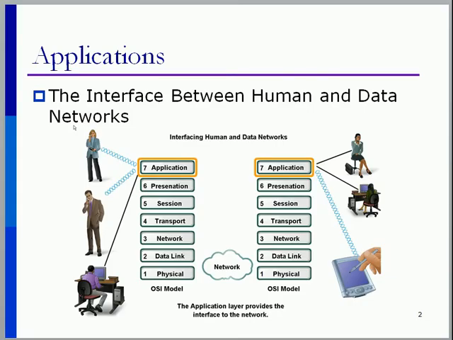So the things you need to revise are the OSI model layers. So you have physical, data link, network, transport, session, presentation, and application layer.